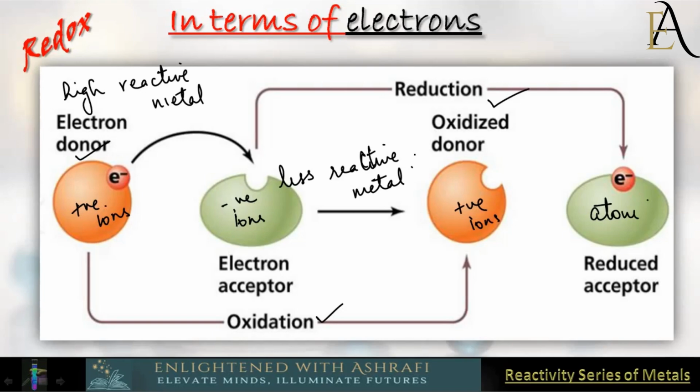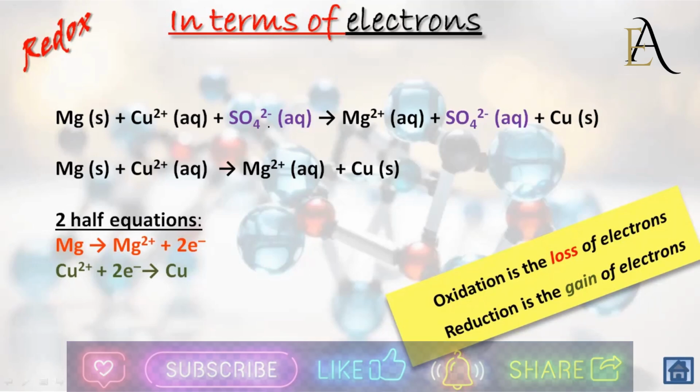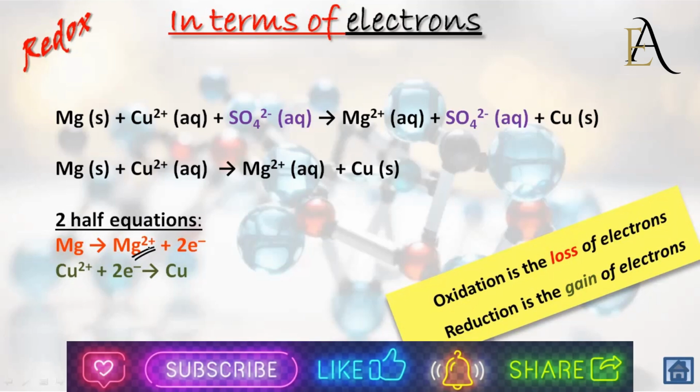Let's take an example of it. Magnesium plus copper sulfate gives magnesium sulfate plus copper. Magnesium will give away 2 electrons to form ions, and these 2 electrons are being used by copper in the copper sulfate solution to give away copper.